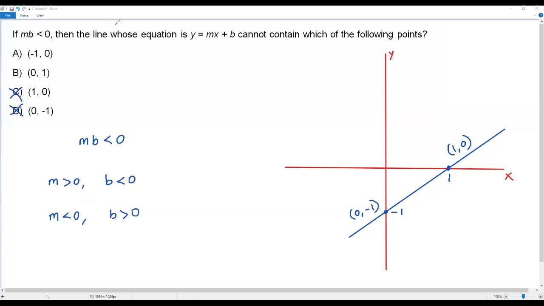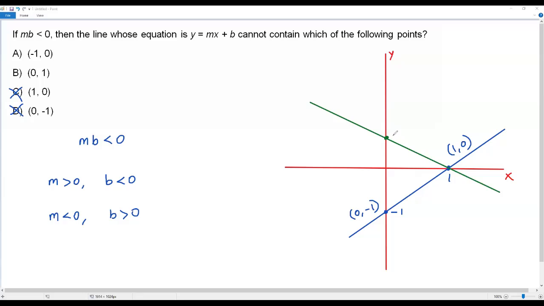Now let me consider the second condition, that is, m is less than 0, so the slope is negative, and the y coordinate of the y-intercept is positive. Since the slope is negative, the line has to be a falling line. Since the y coordinate of the y-intercept is positive, the line must intersect the y-axis on its positive side. According to this information, I have to sketch the line. Okay, here I have drawn a line. It is a falling line, the one I have drawn in green color, and it intersects the y-axis on its positive side because the y coordinate of the y-intercept b is greater than 0.